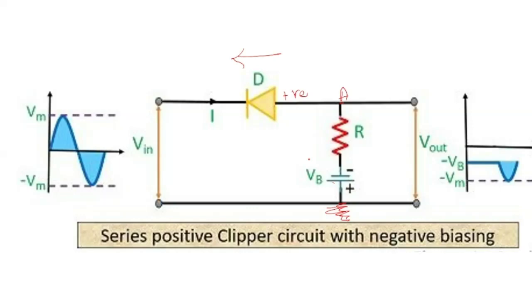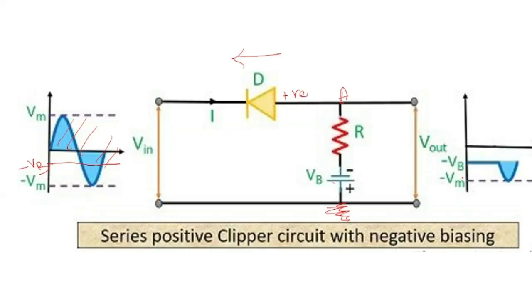Right? Now for this input cycle, what is the battery? The battery is negative, so we place the battery VB here. Now the positive cycle we have to clip with respect to the battery. So this part will be cut, and we will get this much output. We can write this as the clipping time.